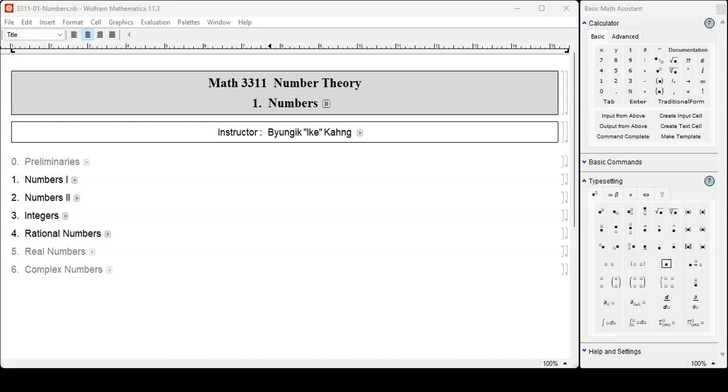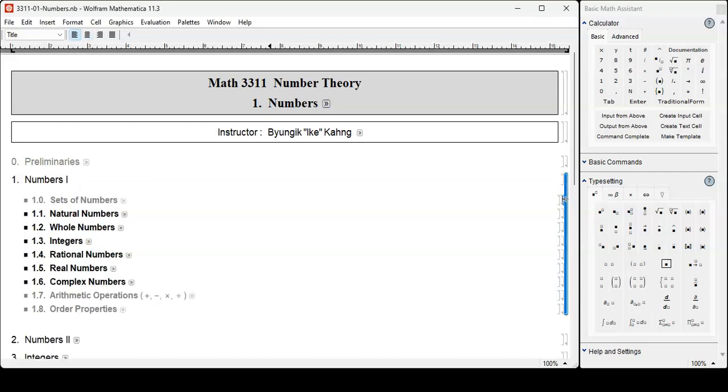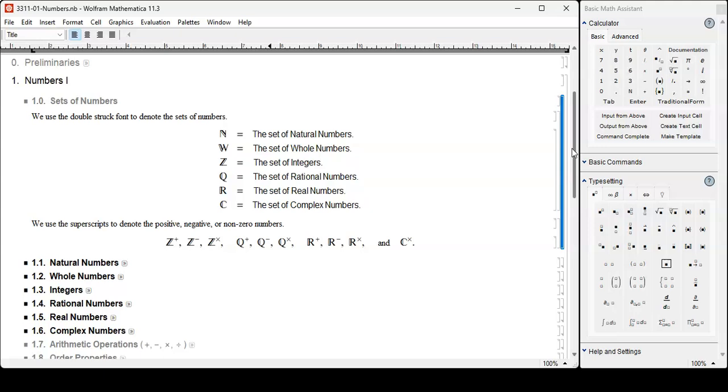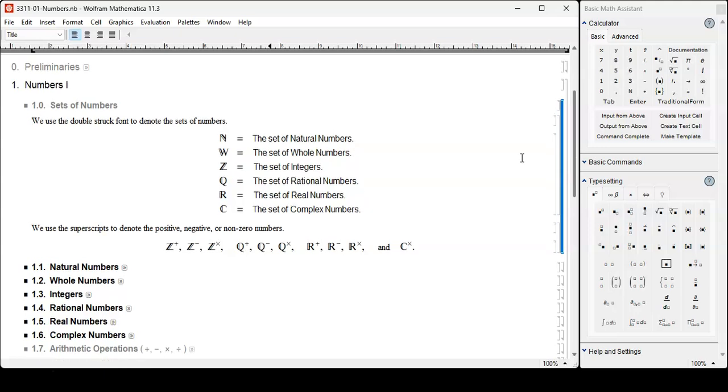Let's begin this course, Number Theory, with this question. What is a number? What are numbers? Have you thought about those? How about this question then? What are sets of numbers? Now that's a bit easier to answer.